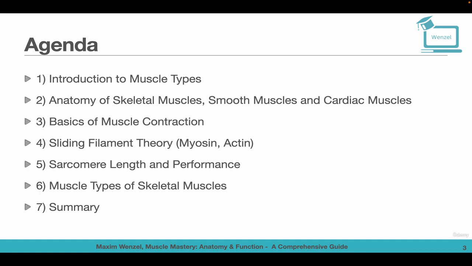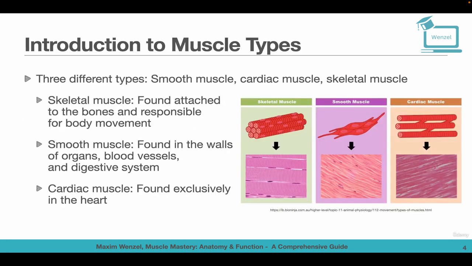So, as I said in the agenda, the first point will be an introduction to muscle types in general. We will talk about the different muscle types which are found in your body. We have three different types, as I said: the smooth muscle, the cardiac muscle, and the skeletal muscle.